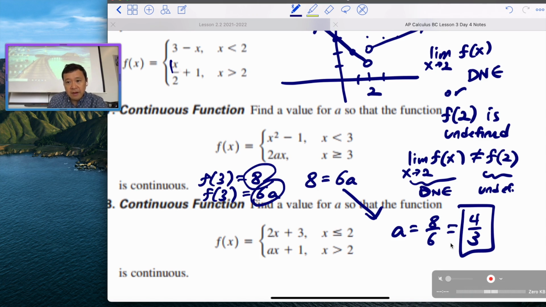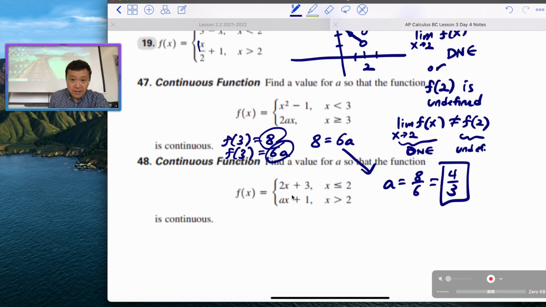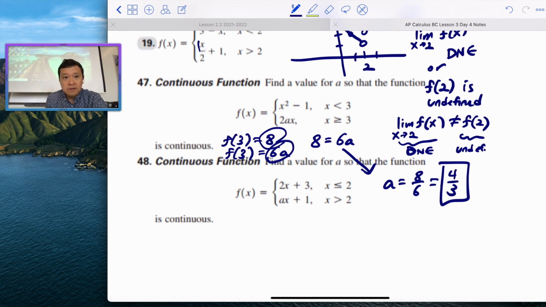So as long as the a value is 4 over 3, we'll be able to connect these 2 points and say that the function f of x is continuous at x equals 3, in fact continuous everywhere, because again x squared minus 1 is continuous everywhere on its domain, and because 2ax, in this case 8 over 3x, would be continuous. It's a line that's continuous over its domain, so the whole thing will be continuous. You could use the same reasoning for number 48 as well. Okay, there you have it for continuity.